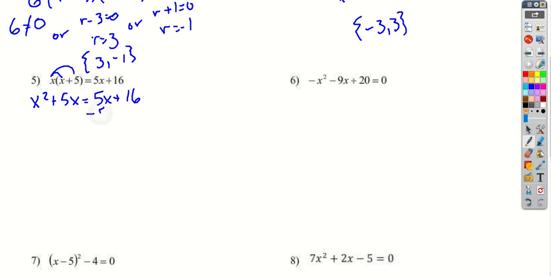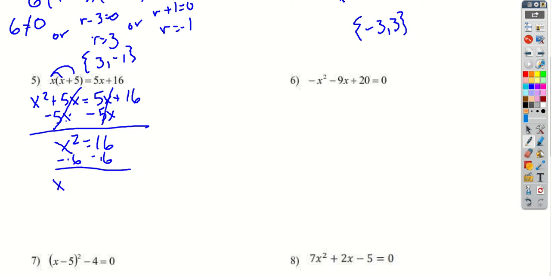So I'm going to move the 5x over, okay, which means these 5x's are actually going to cancel. And in the same step, I'm going to move that 16 over, okay? These ones are going to cancel. Now, if it's making you confused, then just move them over one at a time. So these are gone. I get x squared equals 16. I'm going to move the 16 over. I get x squared minus 16 is equal to 0.